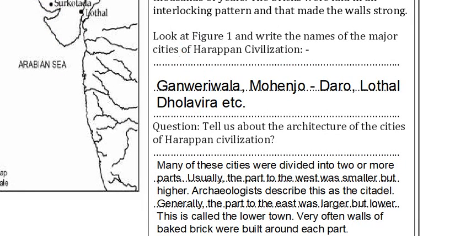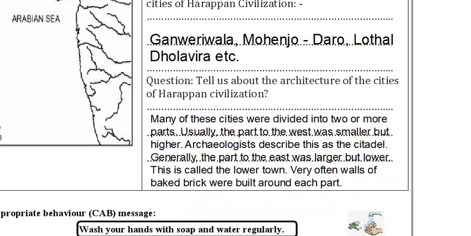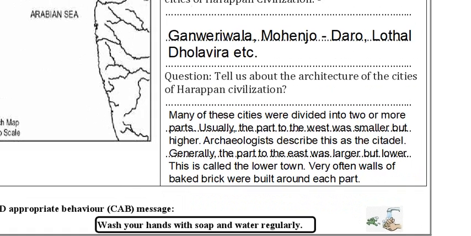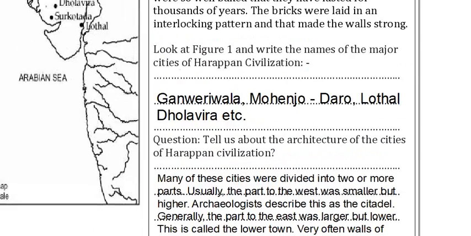Then the question is, tell us about the architecture of the cities of the Harappan civilization. Simply we have written the part given to us in the paragraph, that many of these cities were divided into two or more parts. The western part was smaller but higher in height, and archaeologists described that as a citadel. And then the eastern part was larger but lower compared to the western part. So this is the lower town. And then very frequently the walls of baked bricks were built around each part of the city.